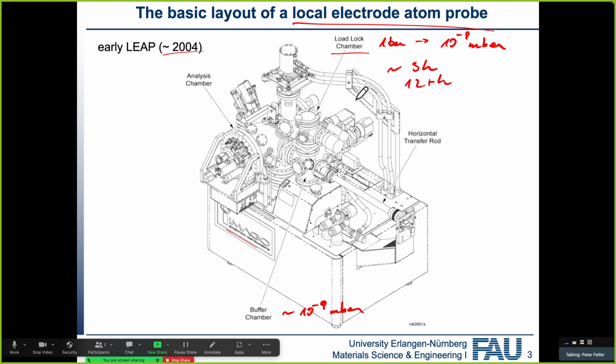And what happens here is something we're going to talk about later in the lecture, which is a desorption of water vapor. If you open something to atmosphere, a monolayer of water vapor will form on the surface, and this monolayer will slowly evaporate. If we heat up to high temperature, it will evaporate faster, but at room temperature, it can take a little while. And then we'll get to 10 to the minus 8 millibar, here 10 to the minus 9 millibar. And in the analysis chamber, we have 10 to the minus 11 millibar, roughly.